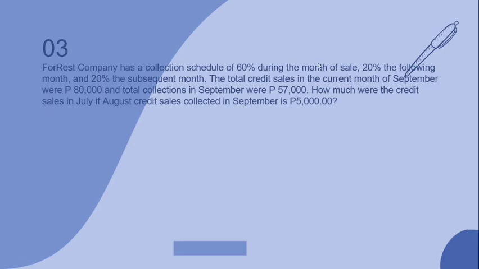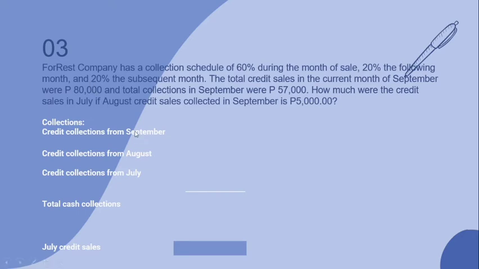So, the total credit sales in the current month of September were 80,000, and total collections in September were 57,000. How much were the credit sales in July if August credit sales collected in September is 5,000? So, yan ni siya. Ang imong collections karon na September is composed of 3 months. Nakay collections from September, unya nakay collections from the previous month, which is August. Unya, nakay collections from 2 months prior, which is July.